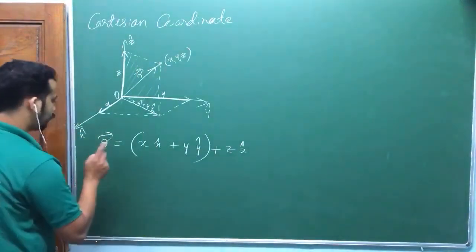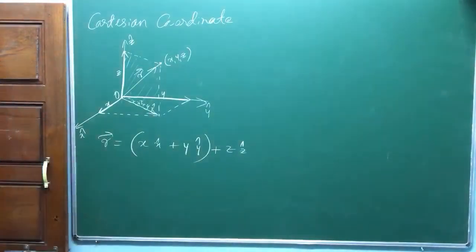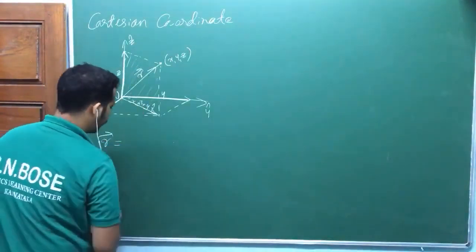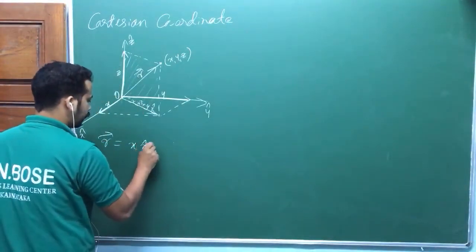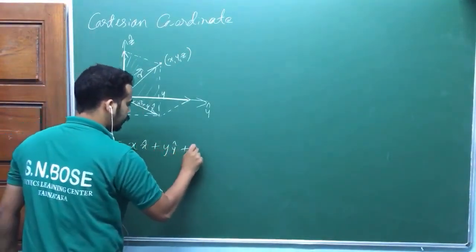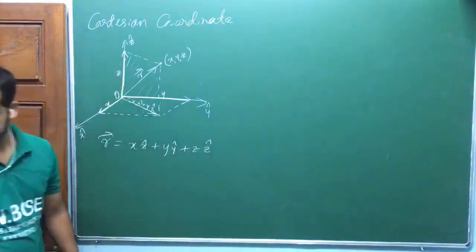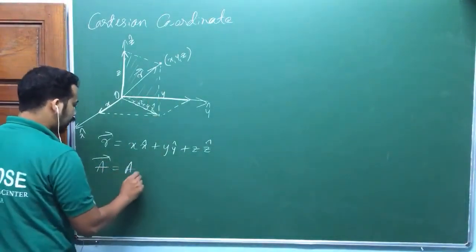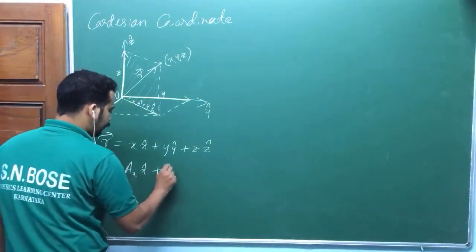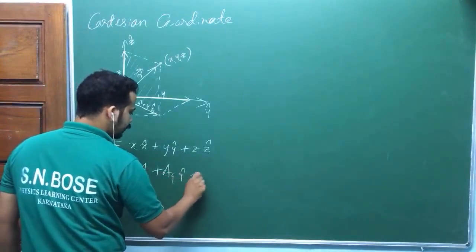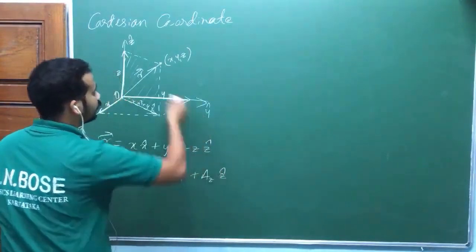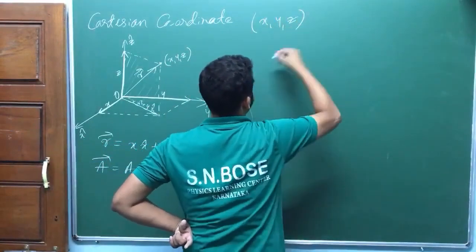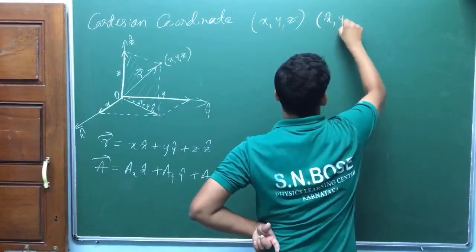Is that okay? So this is a very basic definition. From this, everything will start actually. So I can rewrite that: r equals x into x cap plus y into y cap plus z into z cap. And if you have any other vector, you are going to write like this: Ax into x cap plus Ay into y cap plus Az into z cap. Whenever we define Cartesian coordinates, we write like this: x comma y comma z, so x cap, y cap, z cap.